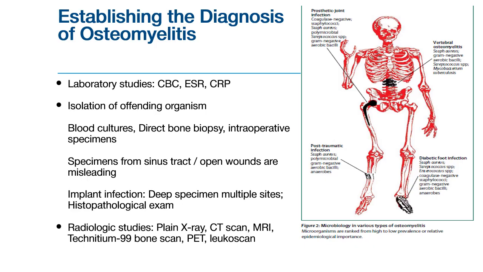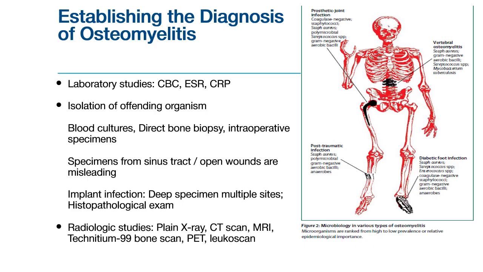So we said the first step is to suspect osteomyelitis. The second step is to establish the diagnosis of osteomyelitis. Some laboratory studies are helpful, like CBC, ESR, and CRP. CBC may show leukocytosis, ESR is elevated, and CRP is elevated. The positive identification will be through blood culture, direct bone biopsy, or culture of an intraoperative specimen.